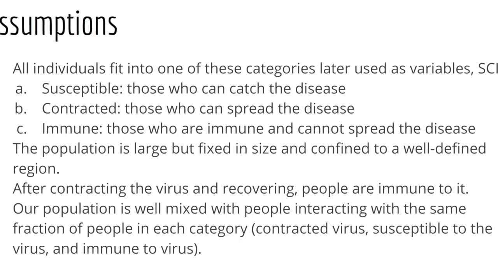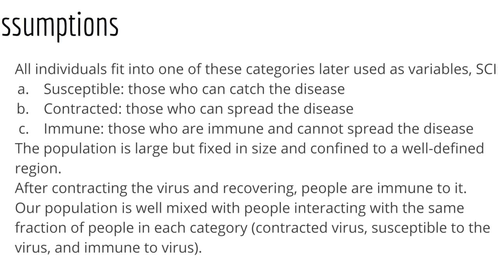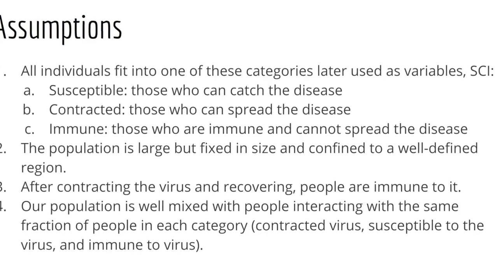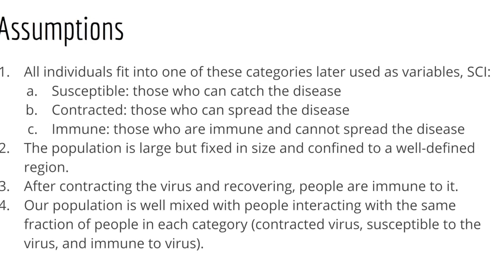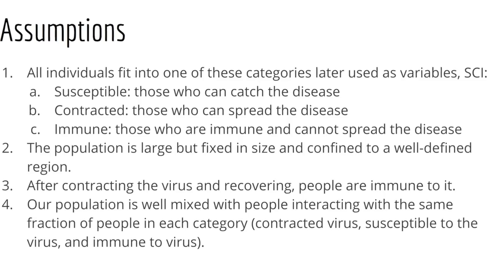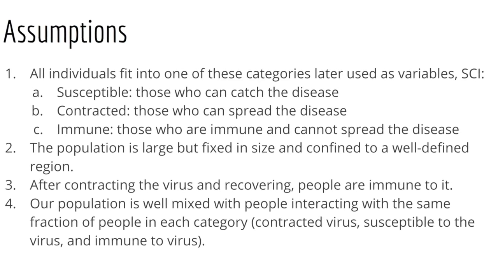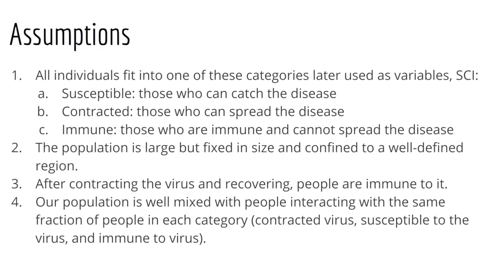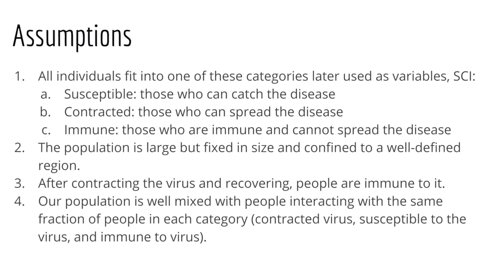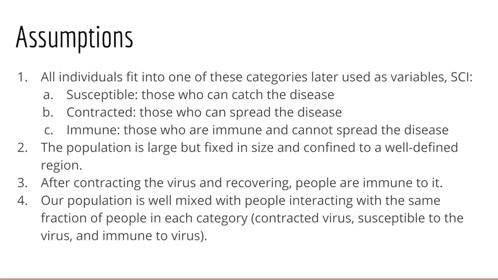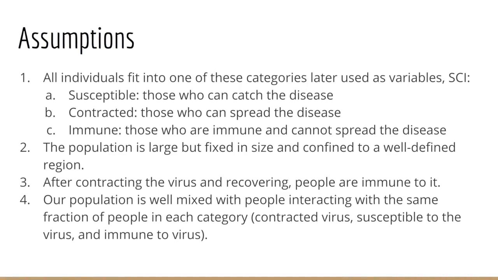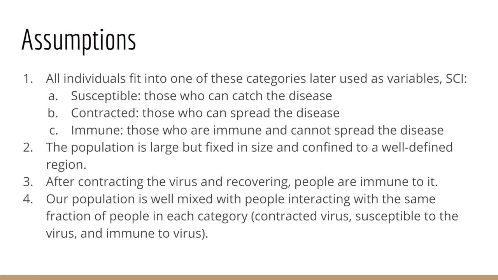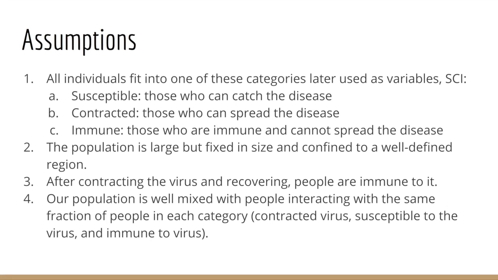First, we'll have to assume that all individuals fit into one of these three categories that we later use as the variables S, C, and I: those who can catch the disease, those that can spread the disease, and those who are immune and cannot spread the disease. Secondly, we also have to assume that the population is large, which is a reasonable assumption. Thirdly, we also have to assume that after contracting the virus and recovering, people are immune to the virus. Finally, we will also have to assume that our population is well mixed, with people interacting with the same fraction of people in each category.